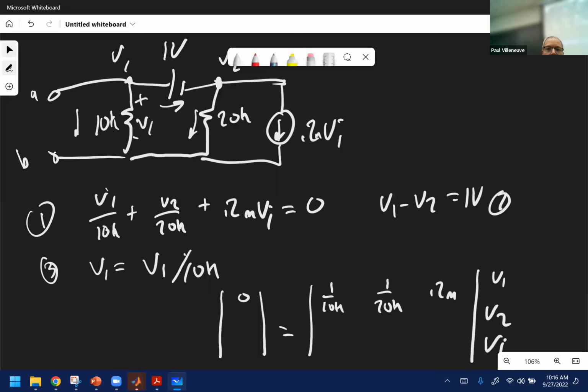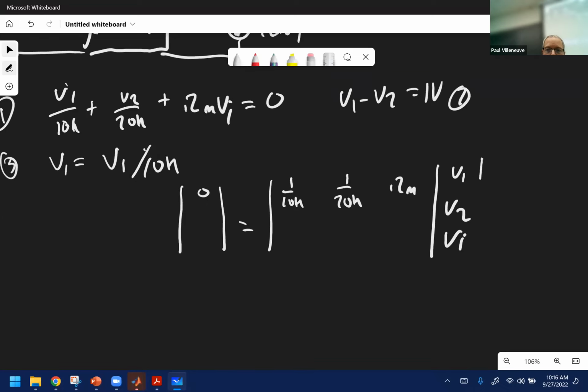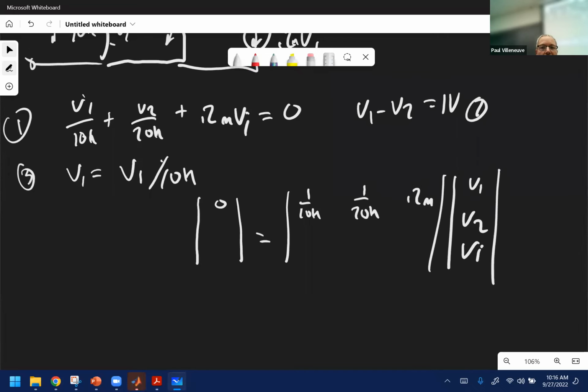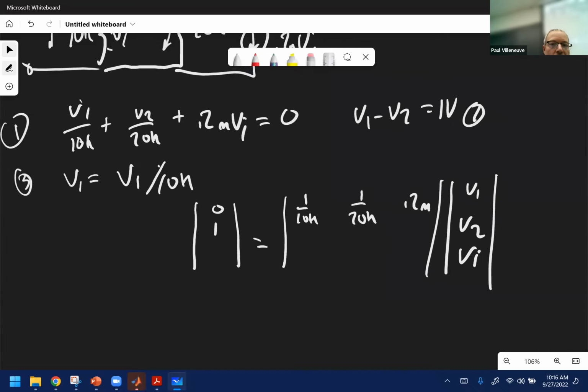Go ahead and write your matrix. So you've got the first equation. The second equation, I've got a 1 over here, and I have a 1, a -1, and a 0, because there's no multiple of VI. And then now I have to move everything to the same side, correct?